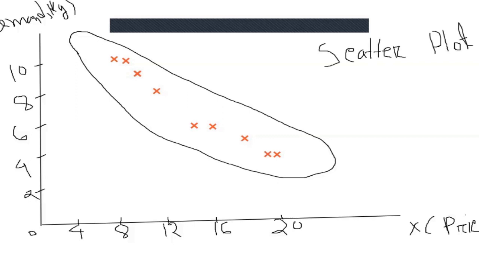So you got the downward. This means there is negative correlation between price and demand. The explanation is, when price increases, demand decreases, or when price decreases, demand increases. So this is the interpretation for the scatter diagram. We'll do more examples. So this is the interpretation.